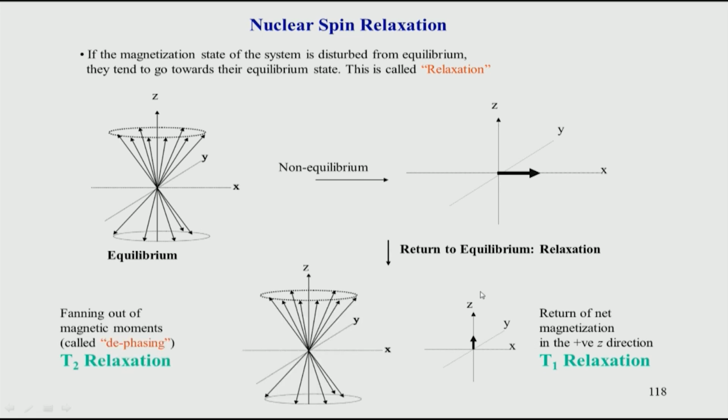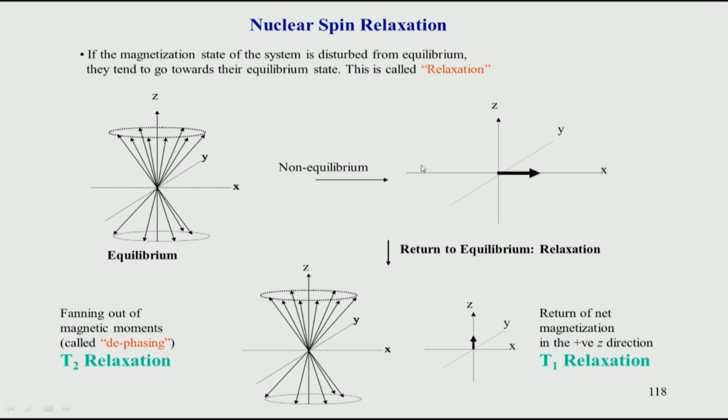And there is another process known as T2 relaxation, which is called dephasing. Why is it dephasing? If you look at this picture again, they are all distributed around this cone. So, this is called random phase, they are all phased out, they are not together, so they are all dephased. But when you apply a pulse, they all come together in this axis. So, they are now phased.